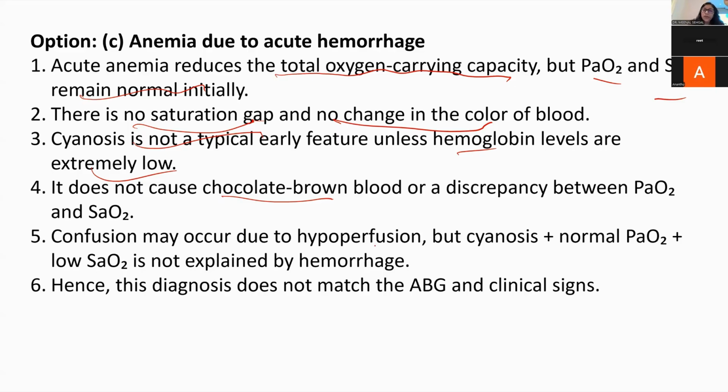Confusion may occur due to hypoperfusion, but cyanosis plus normal PO2 and low saturation is not explained by hemorrhage. Hence, this diagnosis does not match the ABG findings and the clinical signs.